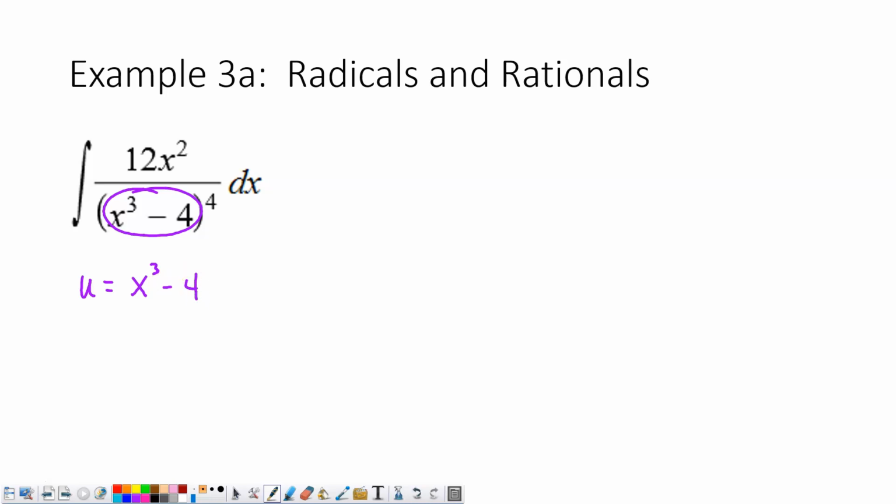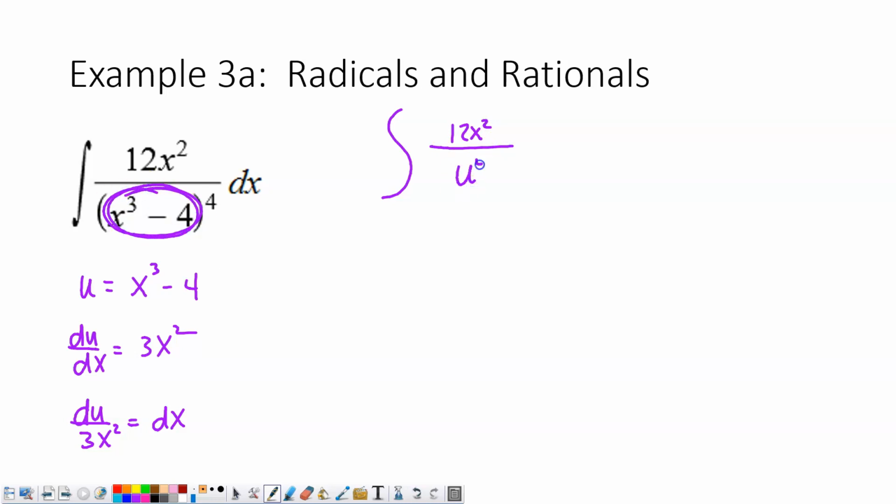Step 2 is to take the derivative of that with respect to x. So far, nothing's different, right? The next step is to get dx by itself. Then the next step is to do the U-substitution. So we have 12x squared over, I'm going to replace that with u, and I'm going to replace dx with du over 3x squared.